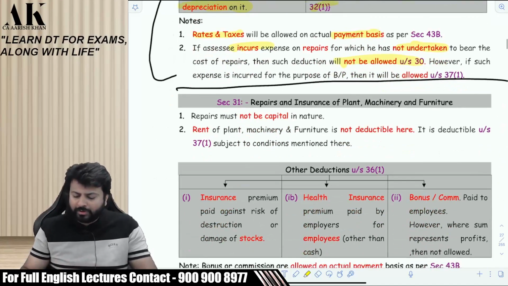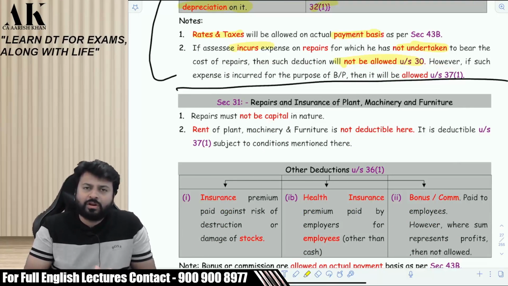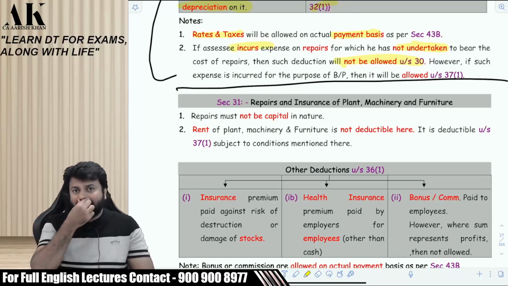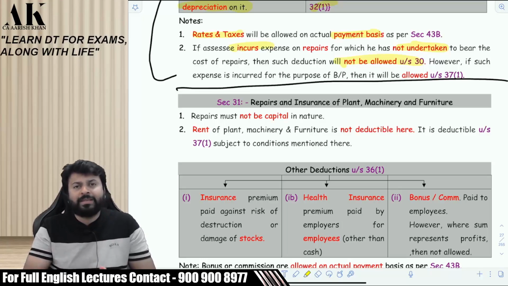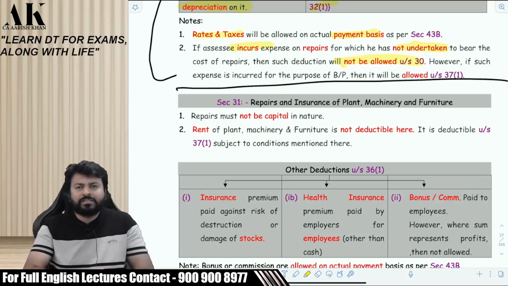Now, similarly, let us talk about section 31, which talks about repairs and insurance of plant, machinery and furniture. Pay attention, please, all of you. I am buying so many machinery, so many furniture, so many plant in my business. They might be subject to some repairs, right? So whatever repair you do to plant, machinery, furniture, again of only revenue nature, not capital. If you do a capital repair, not allowed under this section. If you do a revenue repair to plant, machinery, furniture, it is allowed. If you take plant, machinery, furniture and if you insure them and if you pay premium on them, then that is allowed. Is it clear?